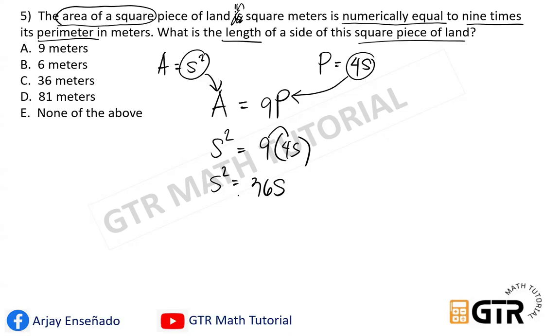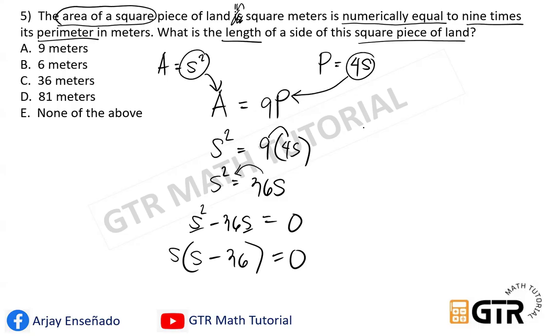And then let's solve this. We can find the value of S. If we put 36S to the other side of the equation, we have S squared minus 36S is equal to 0. Both have S, so we can factor out S. So we have S times S minus 36 equals 0. And then equate each factor to 0. So we have S equals 0, and the other factor, S minus 36, is equal to 0.